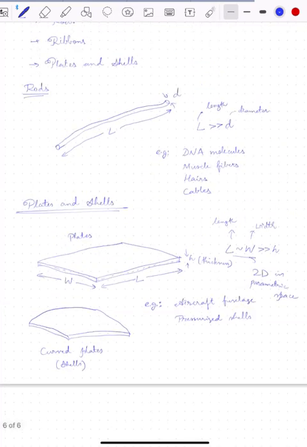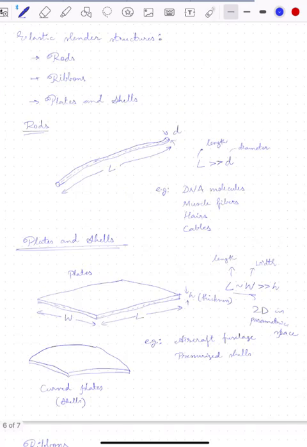And in rods, similarly, the entire mechanics of a rod can be explained or lumped onto a center line which passes through every cross section of the rod. Then we have ribbons. And of course here, because of this parametric space, it is one dimensional in parametric space.